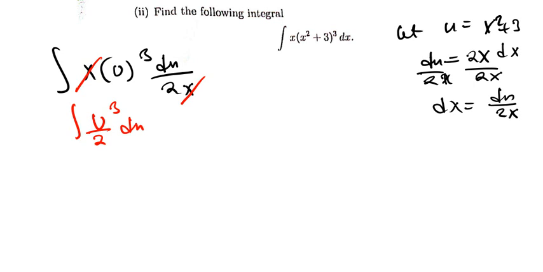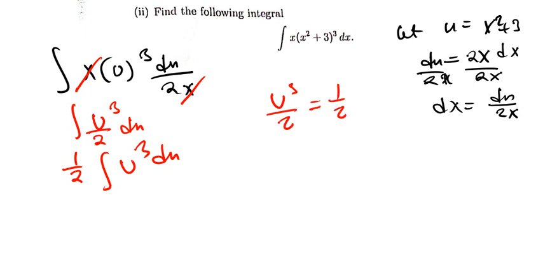So then this is the same as half, so this can come outside. So I have got u to the power 3 du. What is happening here is that u to the power 3 divided by 2 is the same as 1 over 2 times u to the power 3. That's why I have now removed this constant to go outside the integral. Okay, that's the basic idea.